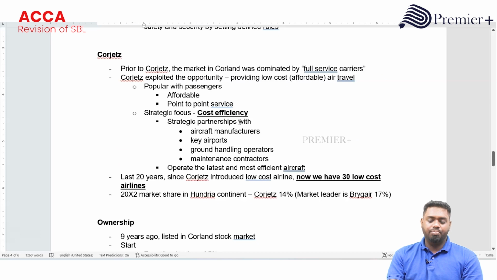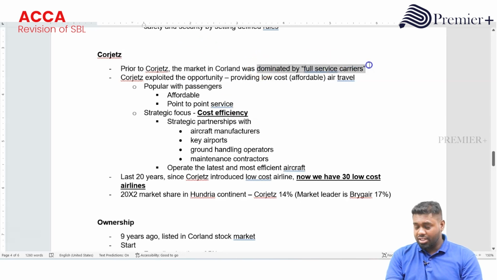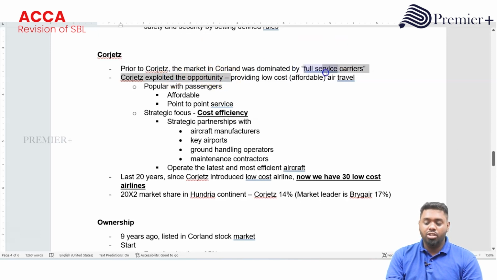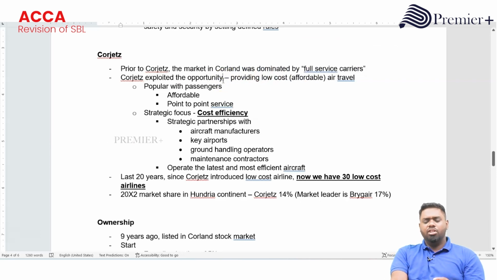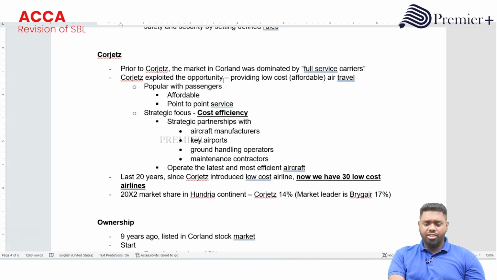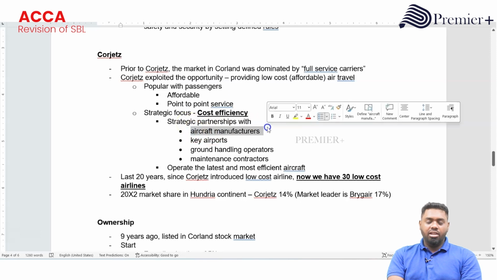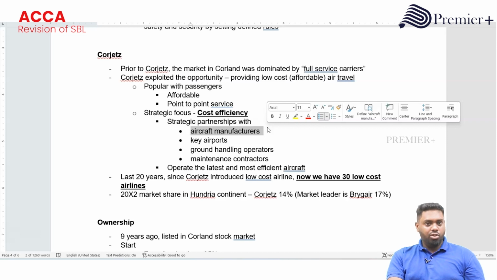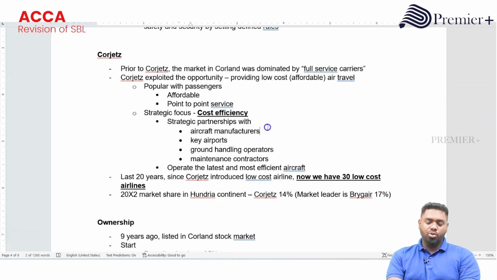So if we look at Cochets, before Cochets came into the market in Poland, it was dominated by full service carriers. We discussed full service carriers. Cochets exploited the opportunity, the vacuum in the market, by providing low cost, affordable air travel. So it's popular with passengers. Why is it popular with passengers? Affordable, and it's point-to-point service, very convenient in traveling. Strategic focus is on cost efficiency, so strategic partnerships were created with aircraft manufacturers because they provide the aircraft. So in case we want to go for a new aircraft because of technology, here are the people who we need to go to.